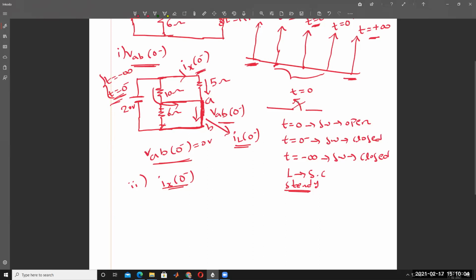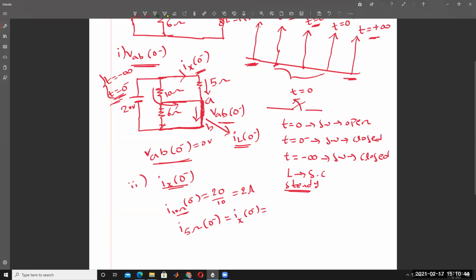Then what is the current flowing through the 10 ohm resistor? 20 volts, one terminal and another terminal in parallel. That's why 20 by 10. So what is the current here? 2 amps flows through the 10 ohm resistor at this state, t is equal to 0 minus. Similarly, the current flowing through the 5 ohm resistor is nothing but Ix of 0 minus. It's clear. So what is that current? The voltage is 20, so 20 by 5.